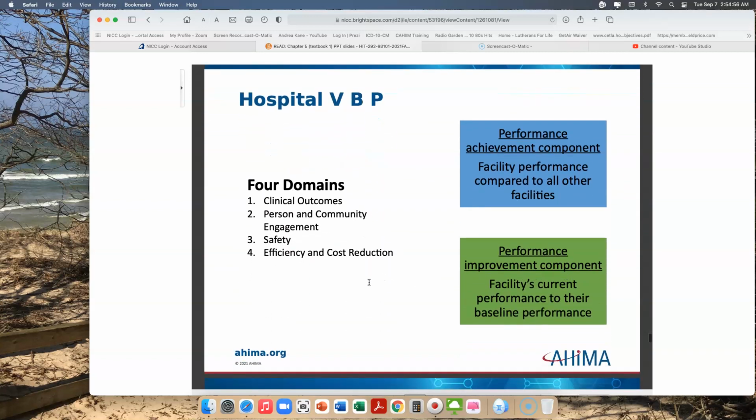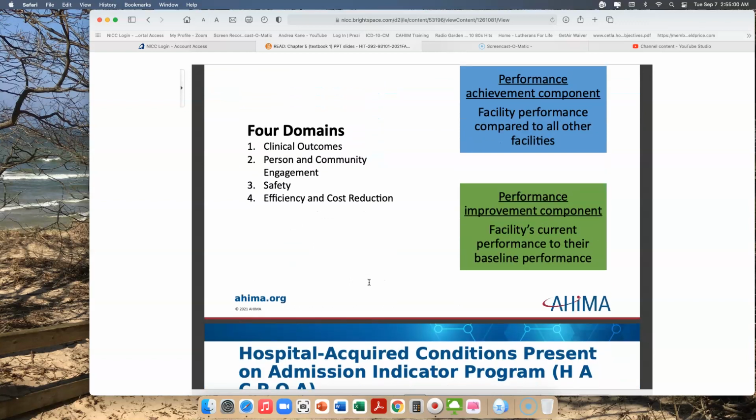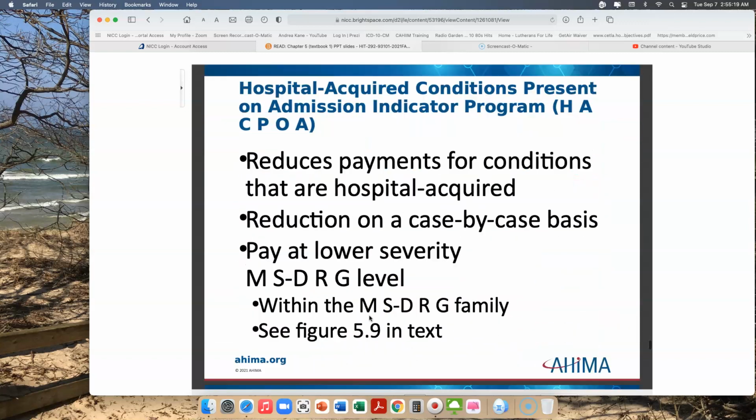So there are 4 domains when it comes to value-based purchasing. There is clinical outcomes, person and community engagement, safety, and efficiency and cost reduction. There's a performance achievement component where the facility's performance is compared to all other facilities, and then there's a performance improvement component where the facility's current performance is compared to their baseline performance.